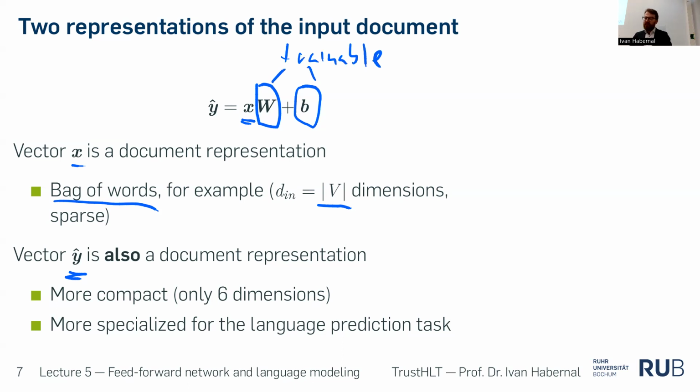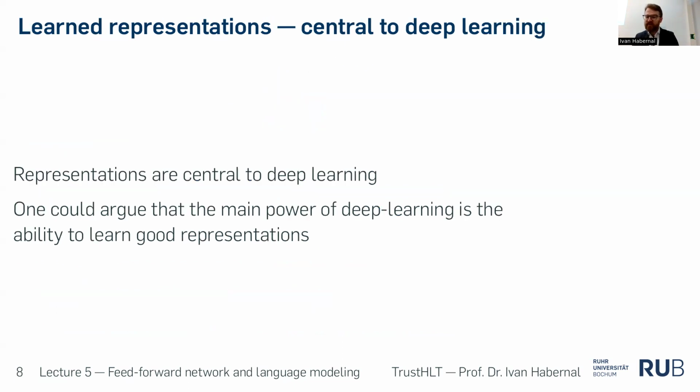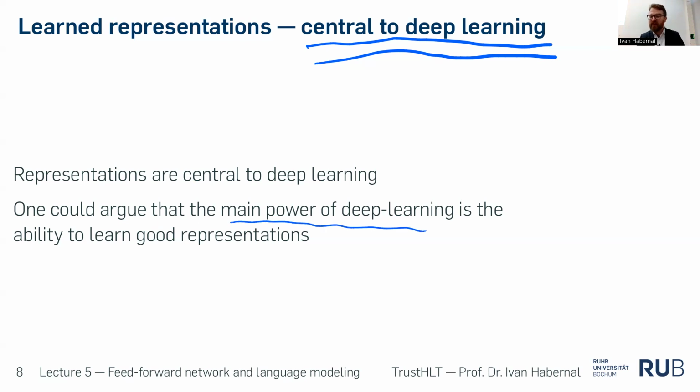Which means this learned representation is actually central to deep learning, because we'll be using these linear functions and some nonlinearities everywhere in our network. So there will be lots of projections from one representation to another, and these representations are learned from data. By learning these representations, the model trains or learns, and this is crucial to deep learning. Well, one can argue this is the main power of deep learning, the ability to learn good representations.